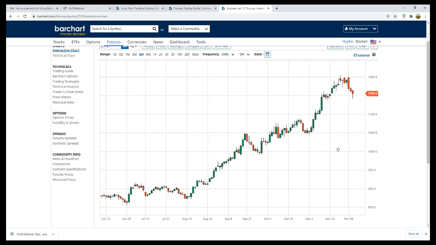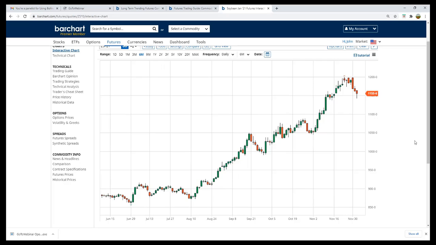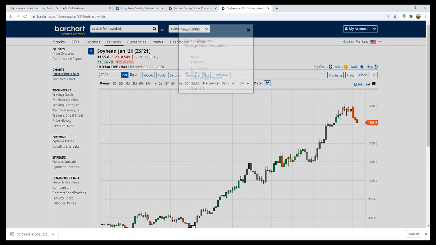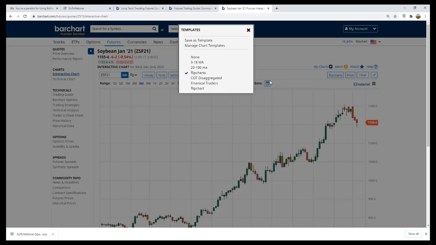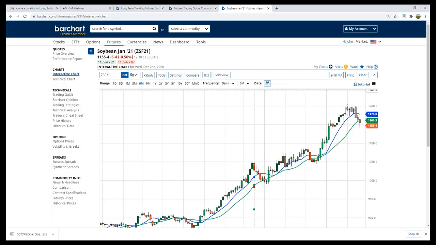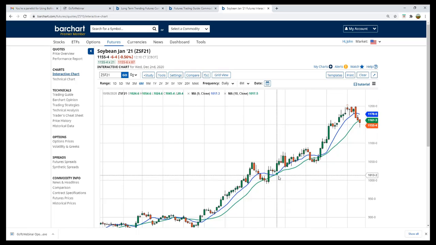So let me just show you something here for a second. Okay, so over here are our templates. Again, you can create these on your own, and I have a 9-18 moving average template, and I just want to show you this for a second. Now, my template also comes with Bollinger Bands, so I'm going to take the Bollinger Bands off for the moment. And I just want to reinforce that here's where that 9 crossed over the 18, and we got that buy signal, and this trend has been continuing on.